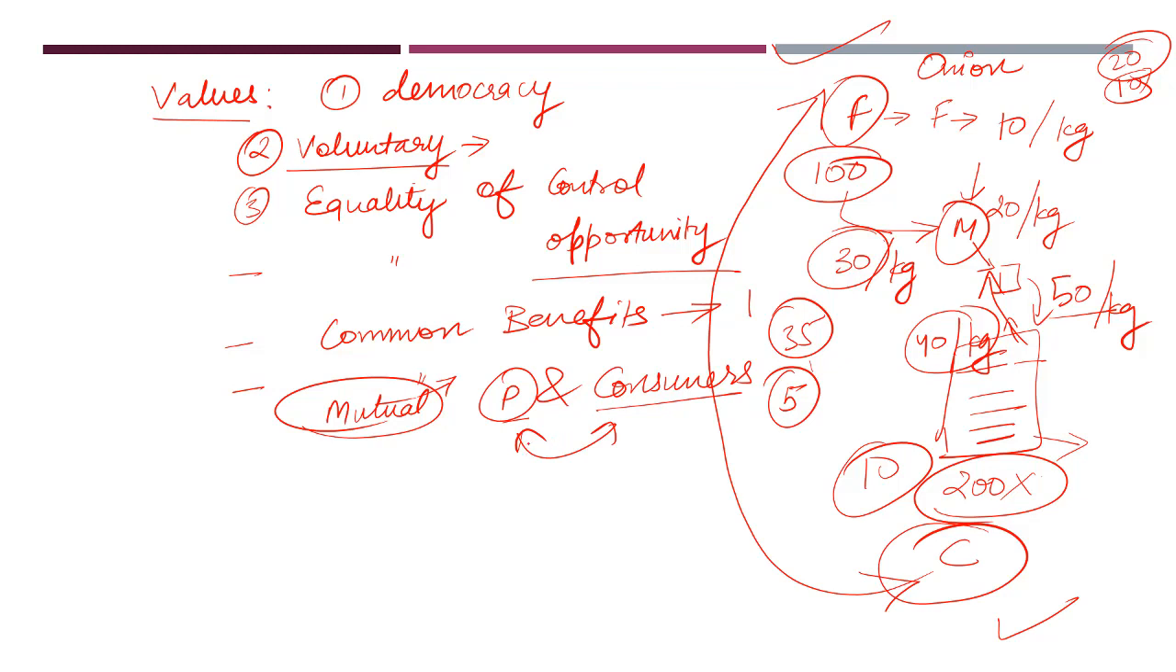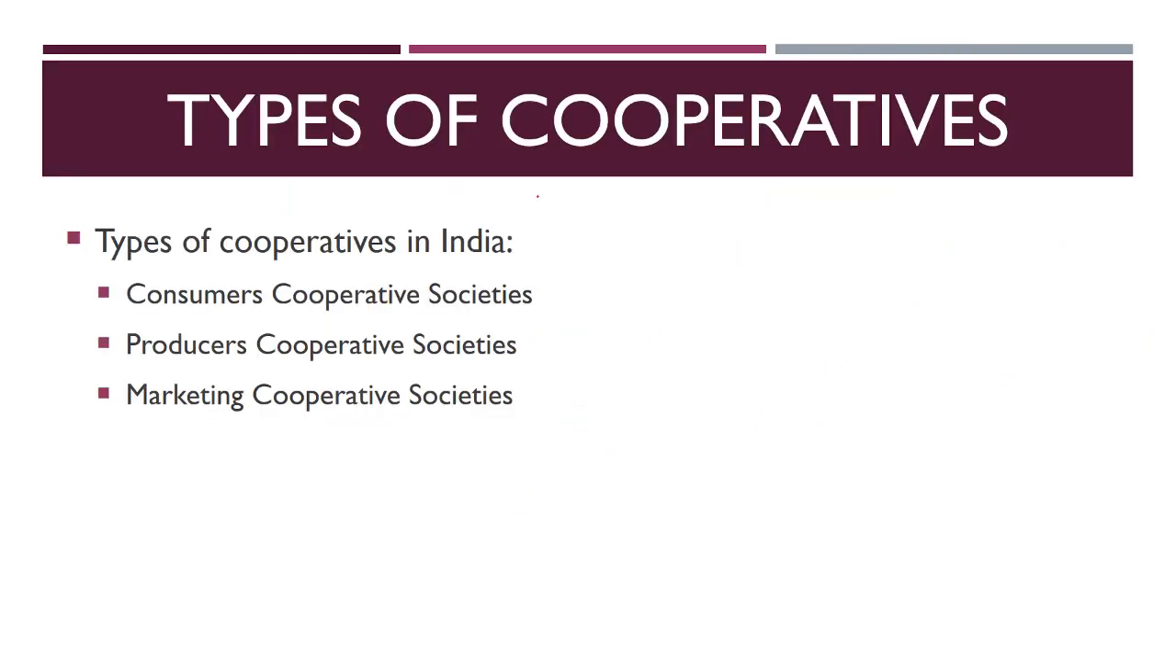Apart from that, another important aspect or value of cooperatives is that they have profit distribution. That is, whatever profit is earned by these cooperatives is distributed among the members of the cooperative. So these are the major aspects or features of cooperatives. Now let us have a look at the types of cooperatives operating in India.